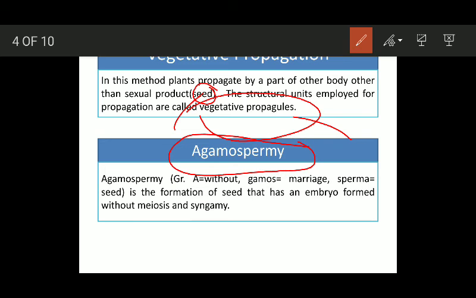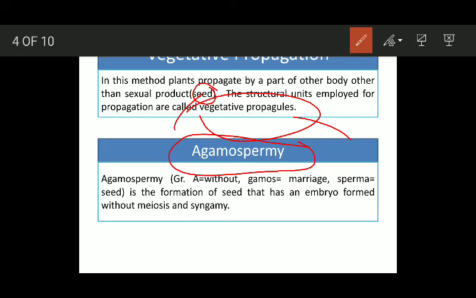Now what is agamospermy? अगर हम agamospermy की मीनिंग देखेंगे, it is derived from Greek words a without, gamos means marriage, and sperma means seed. That means seeds are formed without fusion of gametes. So the literal meaning of agamospermy is formation of seeds without fusion of gametes.